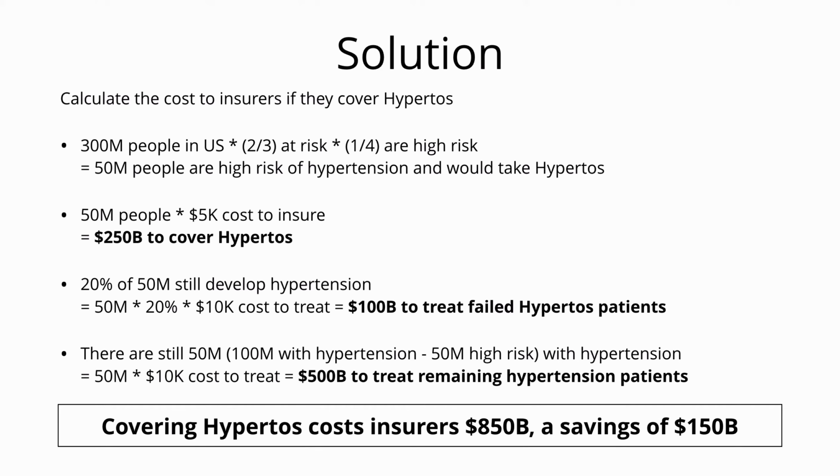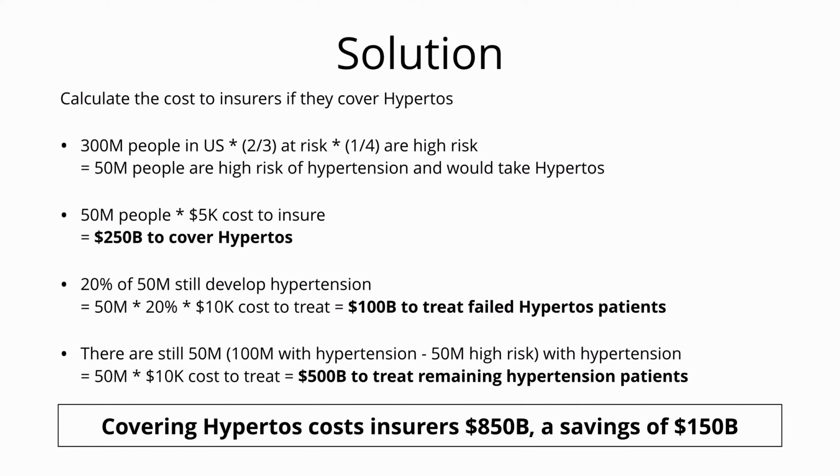Finally, we need to calculate the cost of treating the remaining people with hypertension. Remember that 100 million people have hypertension, but only 50 million take hypertose. We need to calculate the cost of treatment for the remaining 50 million people with hypertension that do not take hypertose. 50 million people times $10,000 gives us a cost of $500 billion. Adding these costs together, $250 billion plus $100 billion plus $500 billion, total costs of covering hypertose is $850 billion.